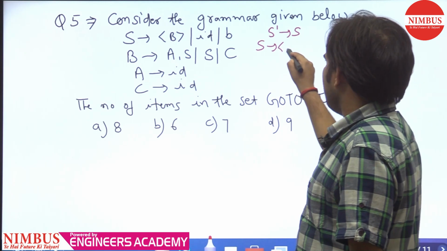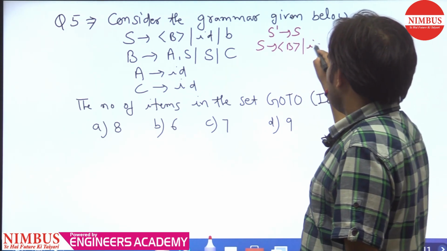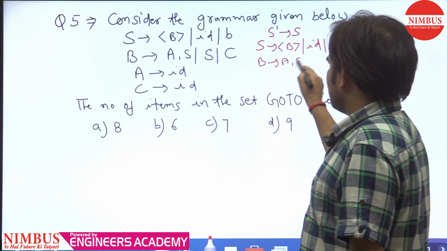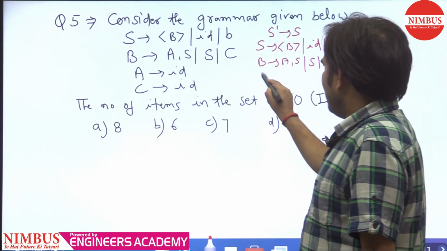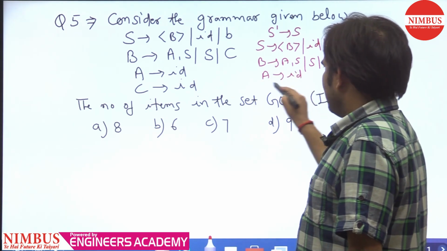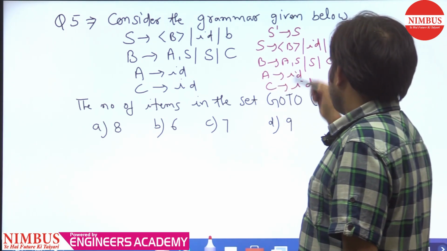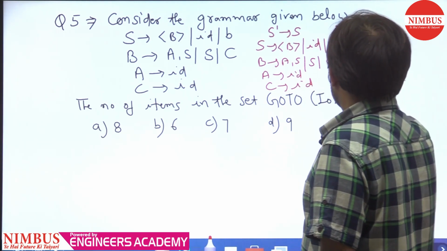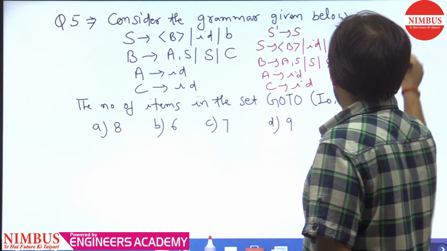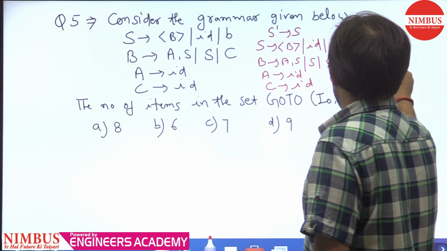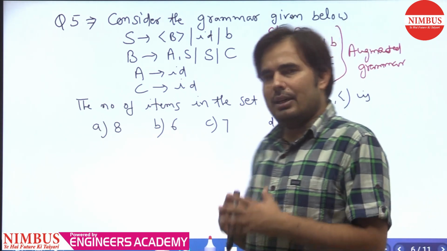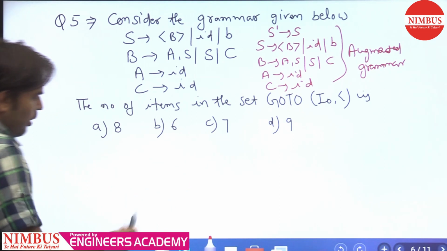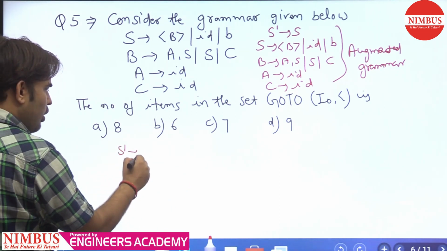S tends to B | id | B, B tends to A comma S comma capital C, A tends to id, C tends to id. Okay, this is the augmented grammar, guys. So I am going to calculate the canonical set of items. So this is the I naught state: S dash tends to dot S.